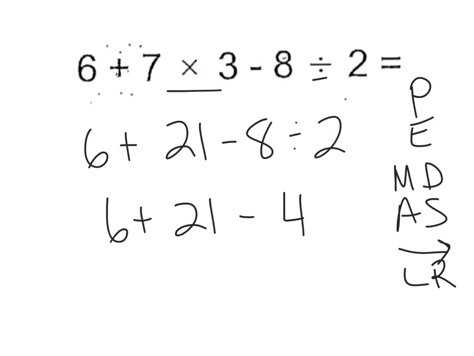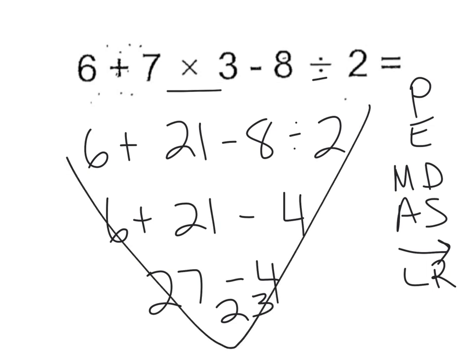And now I'm looking at 6 plus 21 minus 4. Again, you've got two things here that are equals. Addition and subtraction are equals. So you go from left to right. Left to right, 6 plus 21 gives you 27. And then minus 4 drops. And then I'm almost through with this problem. I've got 27 minus 4. 27 minus 4 is going to be 23. And then there's my Dorito chip.